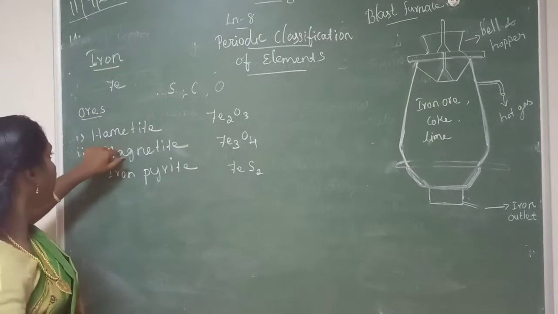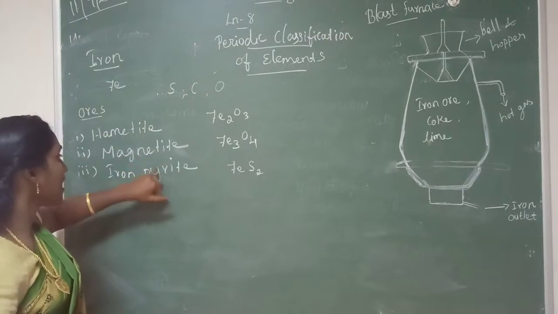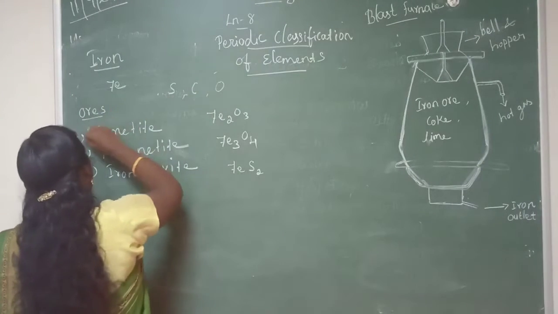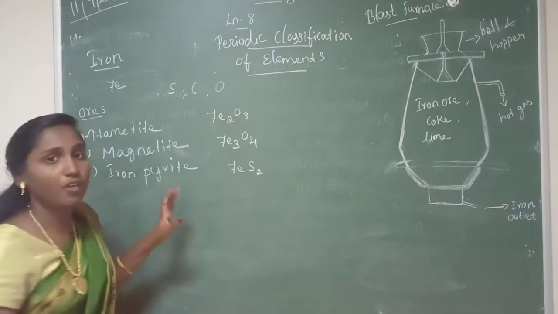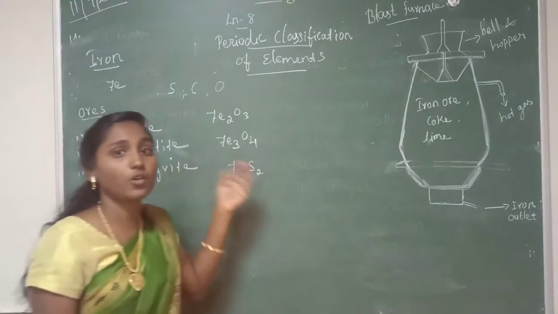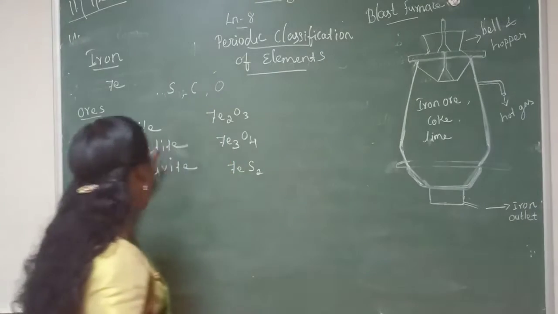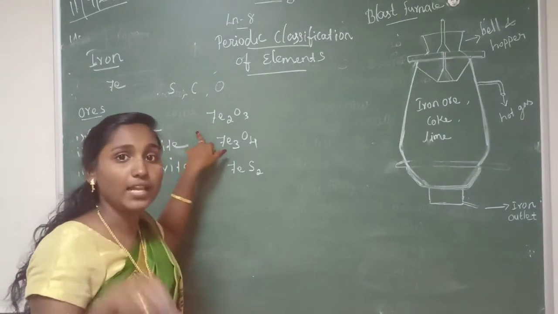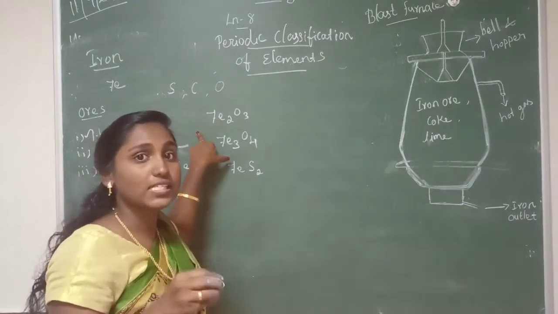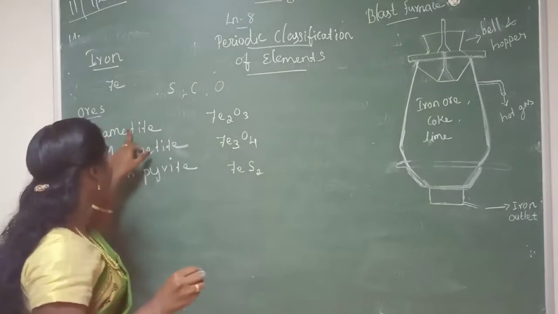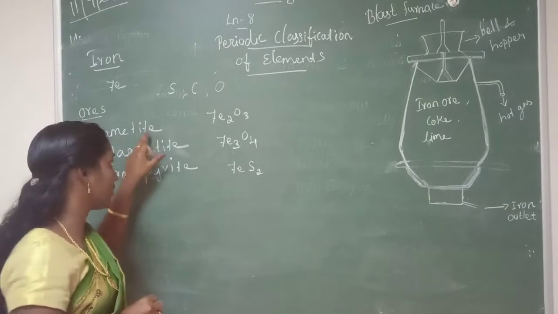What are the ores of iron? Hematite, magnetite, iron pyrite. From these 3 ores, hematite is the chief ore of iron. This is important. Which is the chief ore of iron? Hematite. Which is the chief ore of aluminium? Bauxite. Which is the chief ore of copper? Copper pyrite. Please remember it.